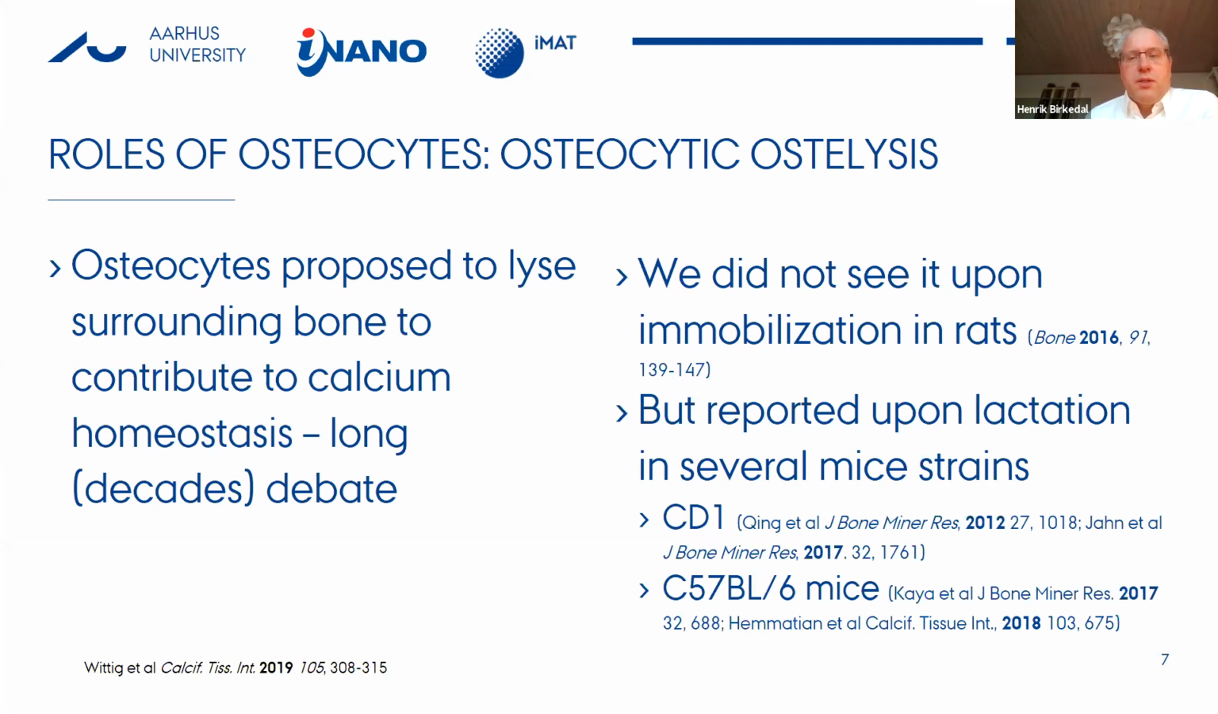There have been several models in which this has been proposed. One would be immobilization, and there we did not see it in rats. But if you really need a lot of calcium, for instance, if you are lactating, and especially if you are a mouse and you lactate many mouse children, then you would expect really to have to mobilize lots of calcium. And so in CD1 mice and in C57BL6 mice, this has been demonstrated. So we thought it would be a perfect opportunity to do this with three-dimensional techniques. And of course, being a bit naive, we studied a different mouse strain, an LMDI mouse.